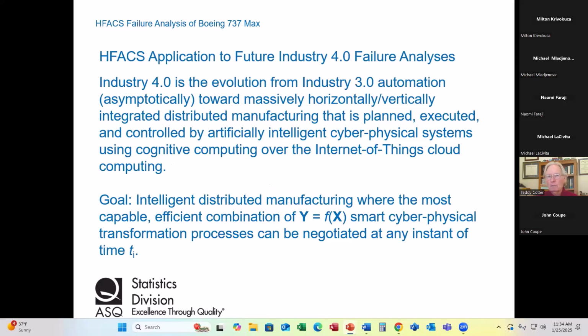Industry 4.0 is the evolution of Industry 3.0 automation asymptotically, as Milt noted earlier in his discussion, and I found in my research and in surveys of industry, healthcare, government, everybody knows that this thing called smart cyber physical systems is coming down the track. They don't know what it is. They don't know how to implement it. And at a conference I was at in November, I sat down and talked with a couple of our industry partners, and they both told me the same thing.